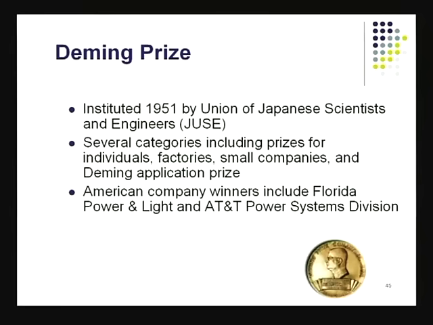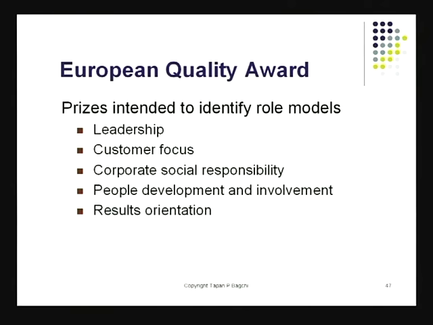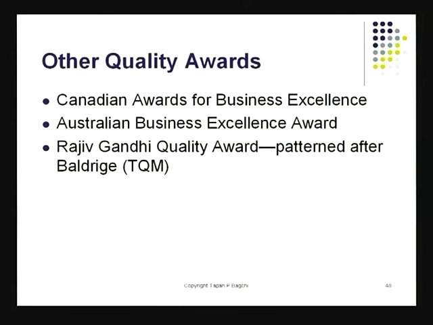They are masters in use of statistical methods in process control, in design of processes, and a variety of different places where you need to optimize the process. So the Deming Prize, basically, is a Japanese award, and it's focused on statistical quality control. Similarly, there are the European Quality Awards, and there are other awards, including the Rajiv Gandhi Quality Award. That's patterned after TQM or patterned after the Baldrige Award. That's the Indian Award for Excellence in Quality.